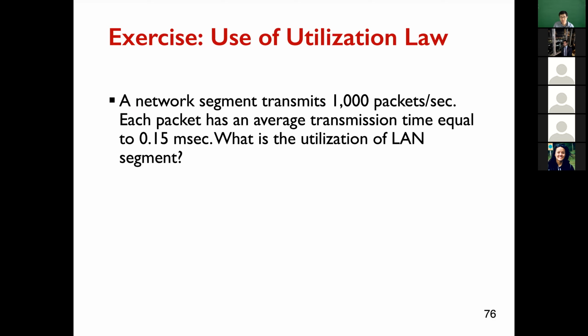So we just use 1,000 times 0.15 millisecond. This millisecond needs to be converted to seconds, so 1,000 times 0.00015 equals 0.15, or 15%. That is the utilization of the segment. Any questions here?